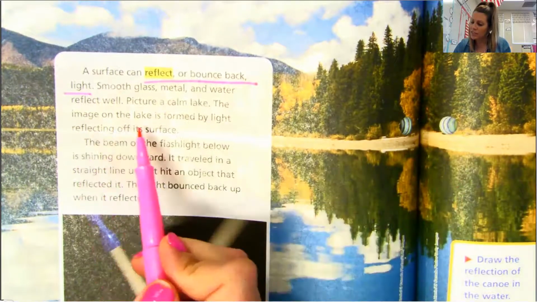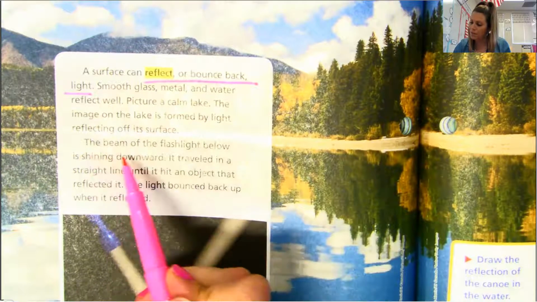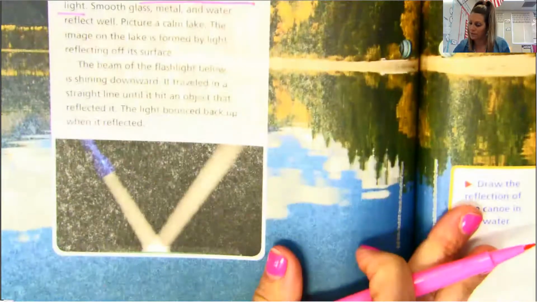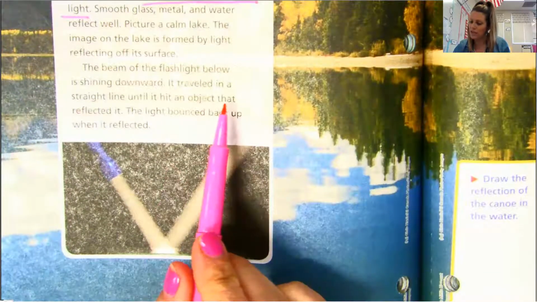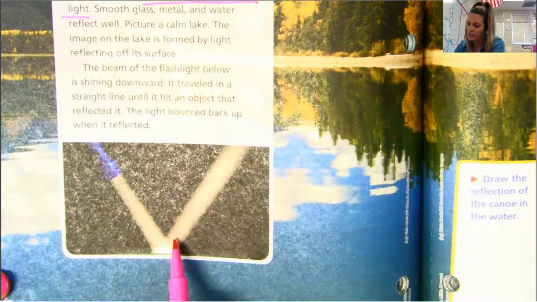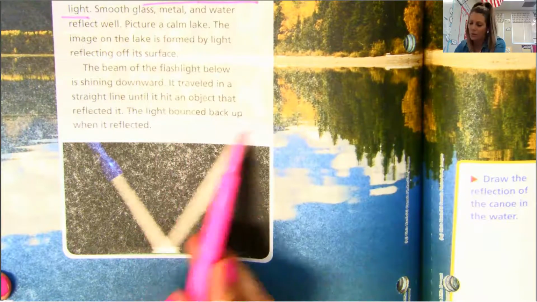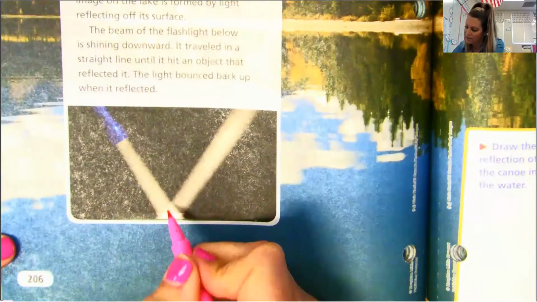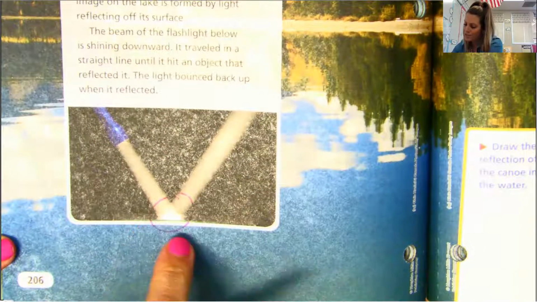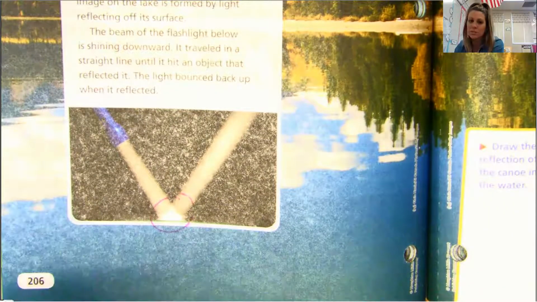The image on the lake is formed by light reflecting off its surface. The beam of the flashlight below is shining downward. You see it? It traveled in a straight line until it hit an object that reflected it. The light bounced back when it reflected. So do you see this light right here? It looks like it's hitting maybe a glass table. And once it hits that table, it didn't create a shadow. It bounced back. It reflected.